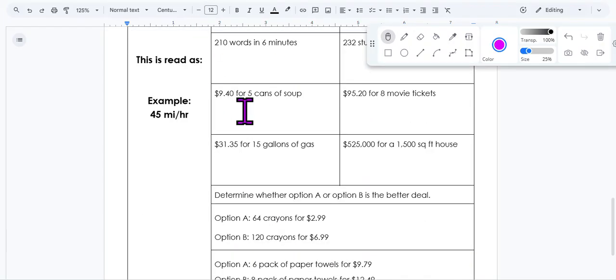Go ahead, pause the video. These will pop up here in Formative as well, if you're doing it on there, and try these ones, and they'll let you know if you got it right or wrong. Just remember, set up your ratio first, then divide the numerator by the denominator, and that will give you the unit rate.